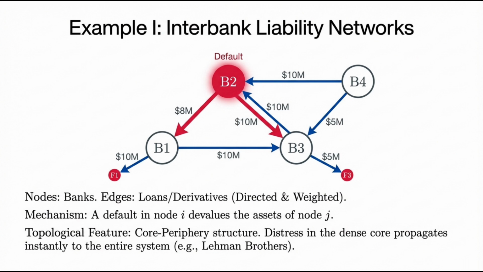The slide also points out the topological feature of a core periphery structure. That means a dense center of highly connected institutions interacts with a less connected outer ring. The key intuition is that distress inside the dense core does not stay local for long, because the core is tightly interconnected. A failure can propagate rapidly across the entire system, just as we saw in the Lehman Brothers example during the global financial crisis.